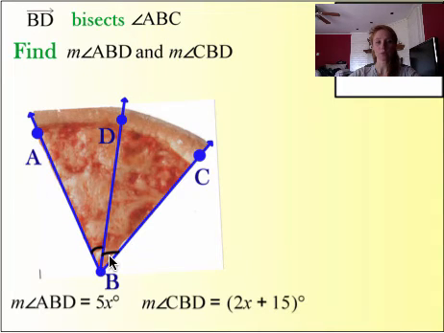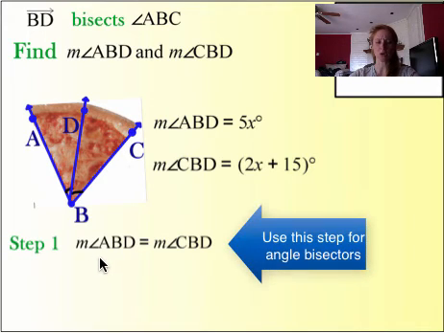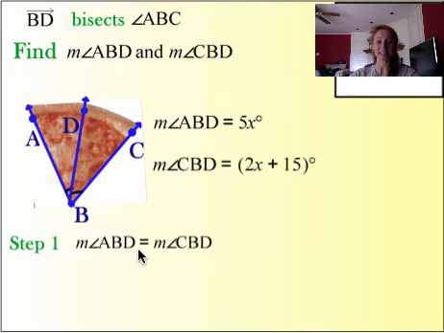Because it bisects it, we know that angle ABD is congruent to angle DBC, which we're showing here using the arc marks. The measure of angle ABD I'm giving you as an expression with variable x, as well as the measure of CBD. The first step in this type of problem is to always find a relationship between the angle measures. Because we know that the measure of angle ABD is equal to the measure of CBD, I can set them equal to each other. We know that because of the bisector BD and the arc marks.